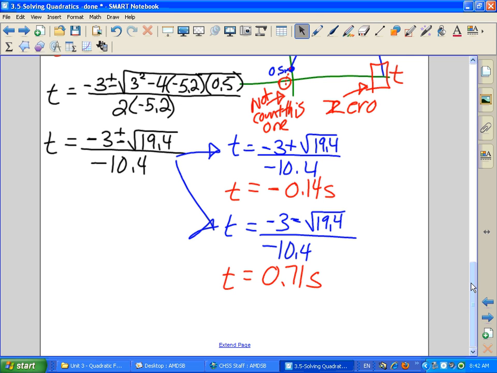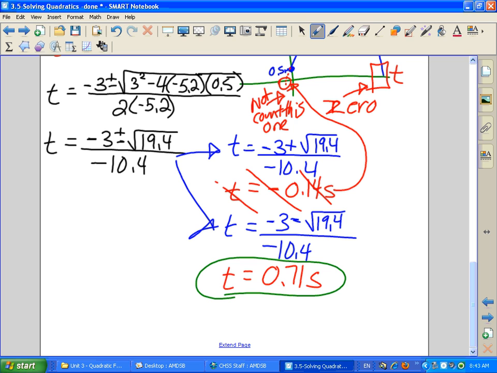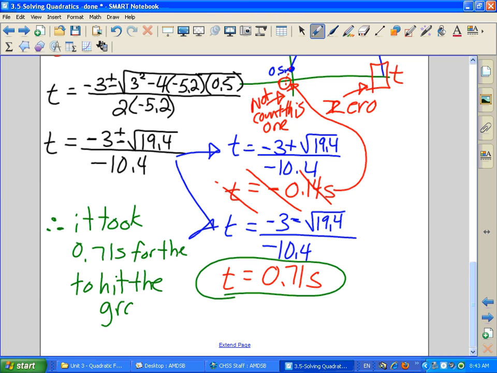Looking at our values, folks, we can reflect back on our diagram. Okay, this negative one is that initial one that we're not looking for, so we're going to discount that one and not include it. So the one value we're looking for is this one. So then therefore it took 0.71 seconds for the ball to hit the ground. All right. So again, we use the quadratic formula to solve and find the time it took for the ball to hit the ground. So it must have been a grounder or something since the time was short.